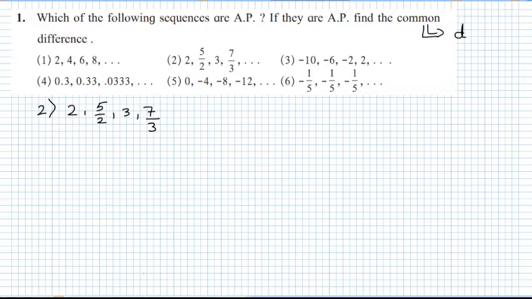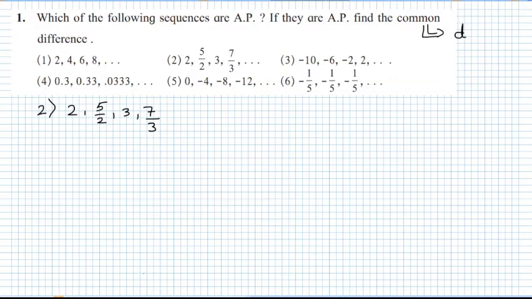Okay students, welcome back. Let us start with practice set 3.1 question 1. What is the question? Which of the following sequences are AP? If they are AP, find the common difference. So first you have to check whether it is an AP or not. If it is an AP, you have to find the common difference. Common difference was d, right? We have discussed this in the earlier session.